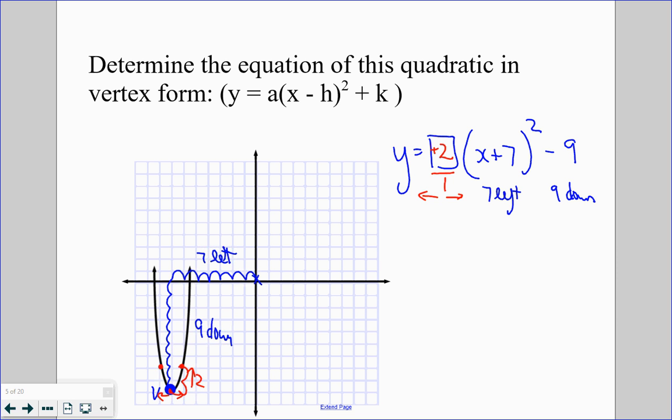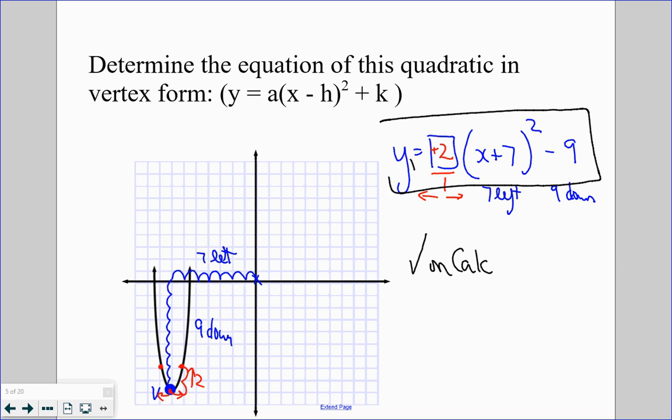Now, what you can do to really help yourself out is you can check on your calculator. If you plug this equation into y1, it should look exactly like that. And if it doesn't, you know you've put in the numbers wrong or you've put in the signs wrong, but you've made a mistake.